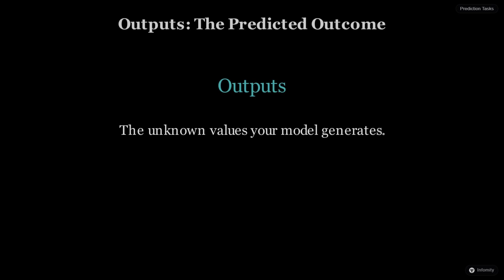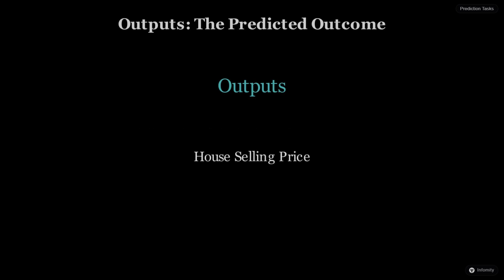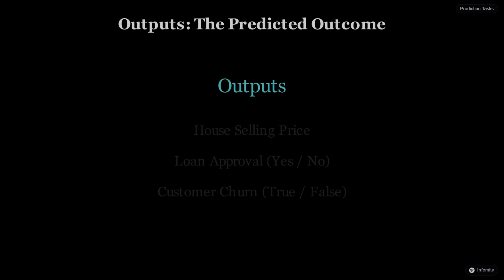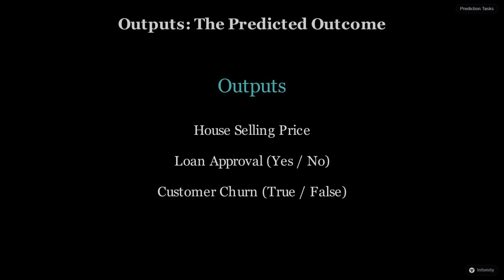Outputs, on the other hand, are what we are trying to predict. These are the unknown values or categories that our model will generate based on the inputs it receives. Continuing our house pricing example, the output would be the predicted selling price of the house. Other examples could be whether a loan application will be approved, a simple yes or no, or if a customer is likely to stop using a service, a true or false outcome. The output is the ultimate goal of our prediction task.